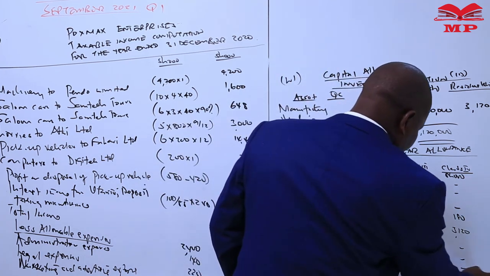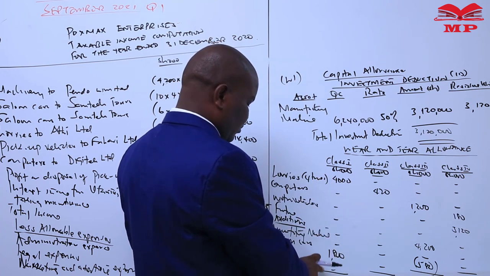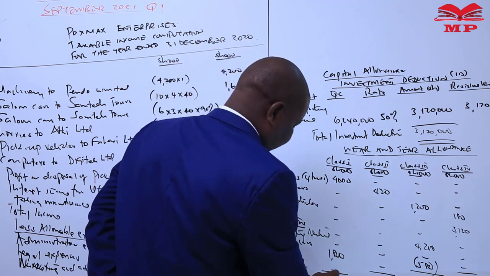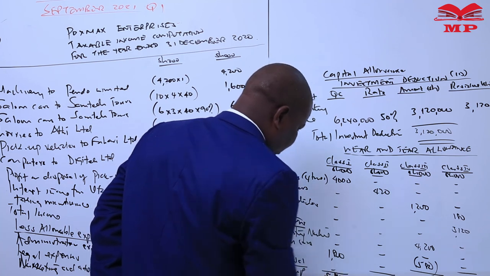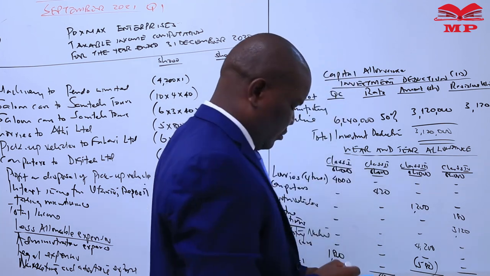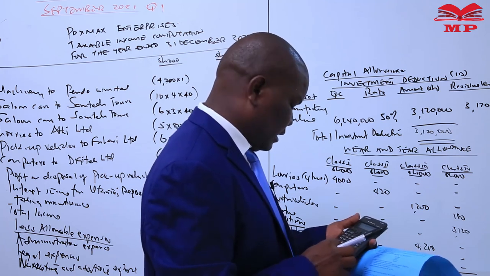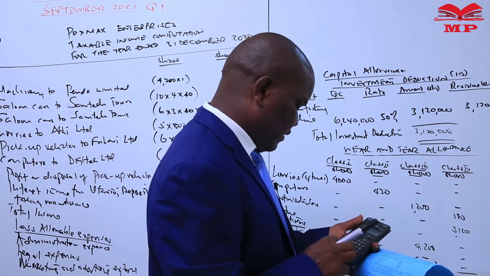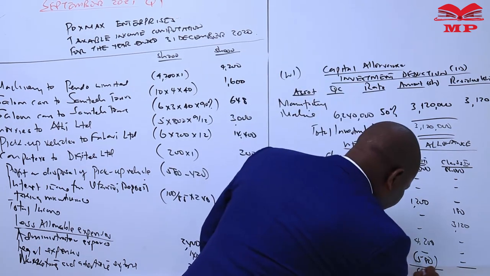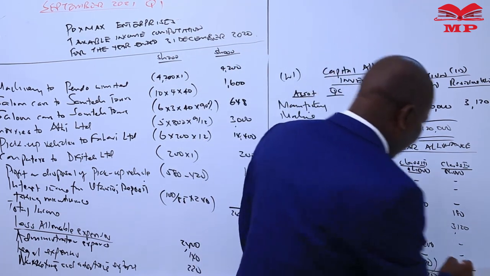So we get qualifying cost. Qualifying cost is simply written down value brought down, add the additions, less the disposals, if any. So let's do it for class 1. 4 million plus 1.8 is 5.8 million. 420 stands alone, so we have 420, that is 1.2, 1.2 plus 4.2 minus 580 is 4,820. So we write here 4,820. That is 180 plus that should be 3,300.